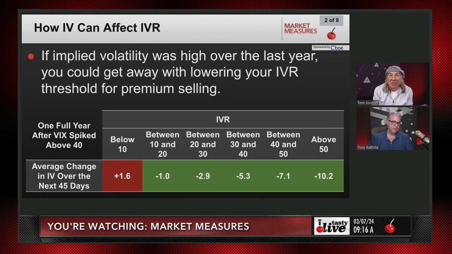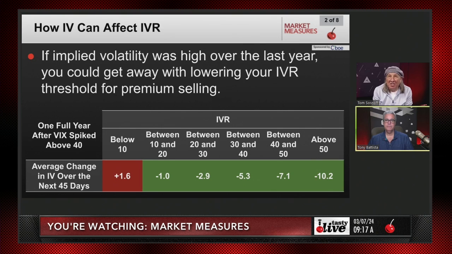So if implied volatility was high for the last year, you could get away with lowering your IVR threshold for selling. This is the other side of it. If implied volatility was high for the last year, which it hasn't been, you'd get away with lowering your IVR threshold for selling. This is one full year following the VIX spiking over 40. We took examples from 2009 and 2020, and we looked at the average implied volatility change over the next 45 days. What you saw with IVR is that the higher the IVR, the more it collapsed. It was just misleading.